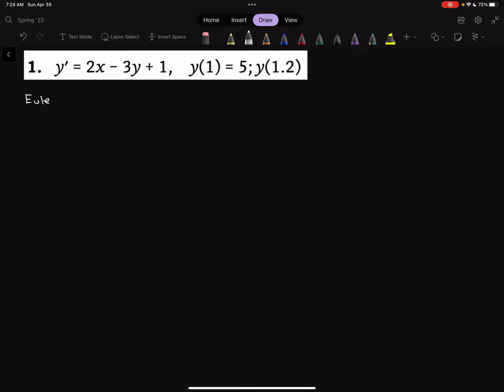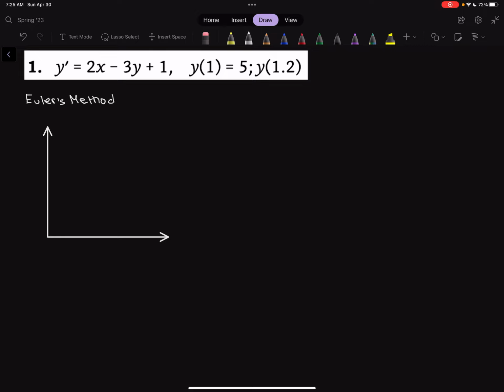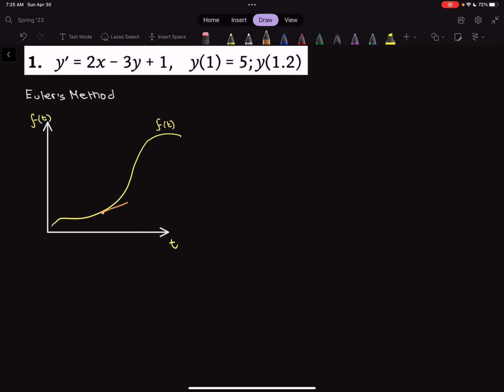Euler's method. It's a recursive definition that basically does the following. Say I have a curve like this, and I don't really have a way to find this curve explicitly. So what I can do is say I have an expression for the slope of the curve at any point. That's what it means to have a first order differential equation here.